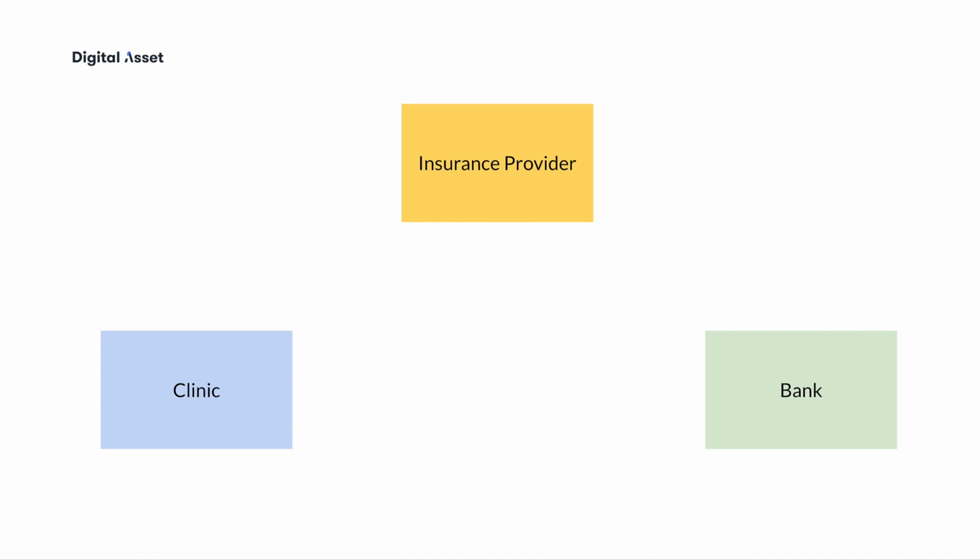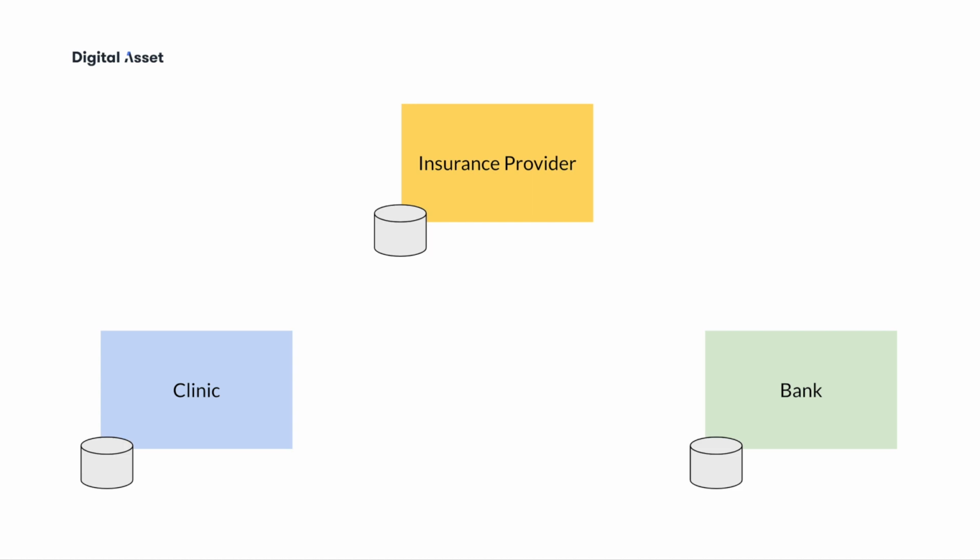In today's architecture setup, without the concept of subtransactions or even distributed ledgers, it resembles something like this. On the bottom left, we have a clinic. At the top, we have an insurance provider. And at the bottom right, we have a bank. They all have their own databases since they're separate entities.